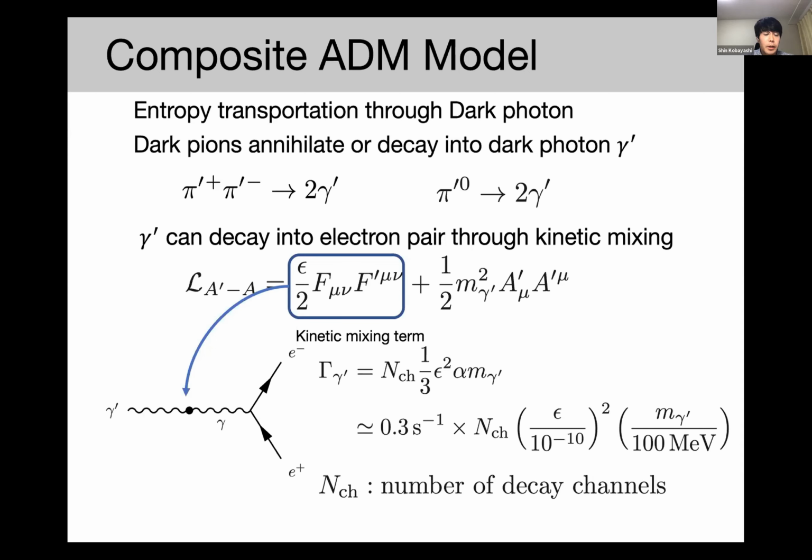By adding the dark photon, the dark pions annihilate or decay into dark photons, and finally the dark photon can decay into a pair of standard model particles, an electron and positron pair, through the kinetic mixing with the standard model photon. This makes the model cosmologically safe and consistent with the standard cosmology. This is why we added the dark photon.